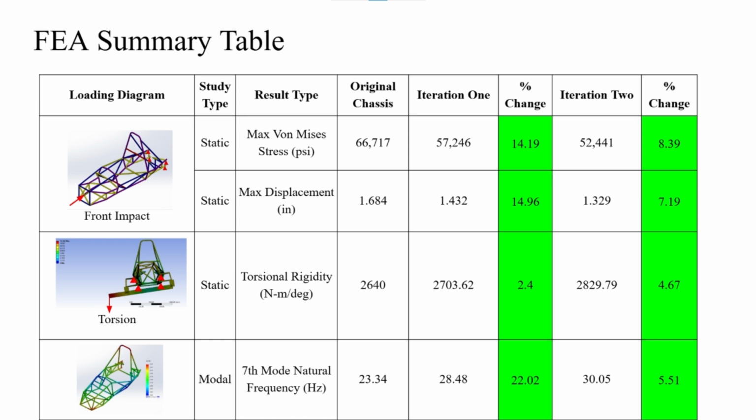Looking at the torsional analysis, I believe that the 7th and 8th mode shapes were the most important, as they represent twisting along the long axis of the vehicle and longitudinal flexion. On the table is the 7th natural frequency, and you can see that it decreases with every iteration, meaning that the additional members and increase in thickness improve the overall torsional rigidity of the structure.